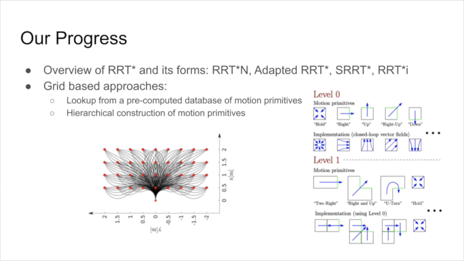So far, we have been reviewing existing literature, especially various flavors of RRT star, which vary in their sampling heuristics and path construction. Two grid-based approaches have stood out to us. The first involves discretizing the state space, pre-computing optimal motion primitives to all the discrete points within a neighborhood of a start point, and running RRT star using these primitives while sampling from the discretized space. The second involves hierarchically constructing increasingly expressive motion primitives from a finite set of basic motion primitives.